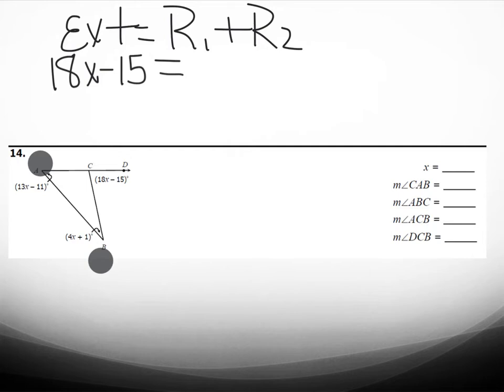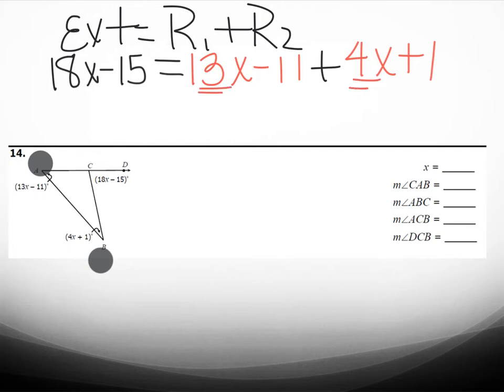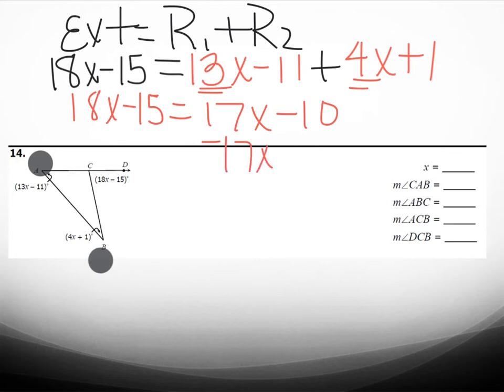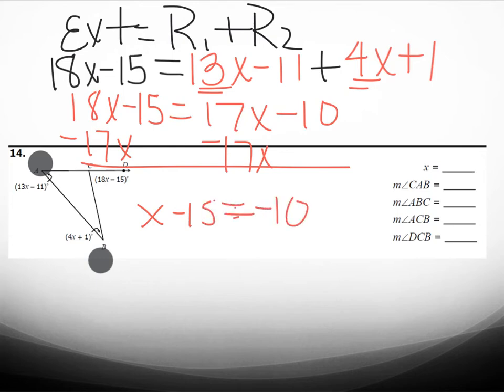So the expressions for angle A and angle B are, you got it, 13x minus 11 plus 4x plus 1. We're going to simplify on one side, and we're going to bring our like terms together. So 13x plus 4x gives us 17x, and a negative 11 and a positive 1 gives us negative 10. And that's going to be equal to 18x minus 15. We're going to subtract 17x from each side. And when we subtract 17x from each side, we get x minus 15 is equal to negative 10. We'll add 15 to each side, and x is equal to 5.